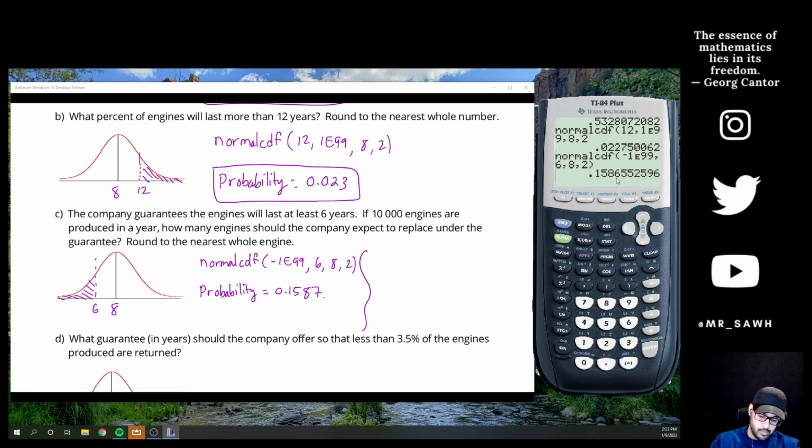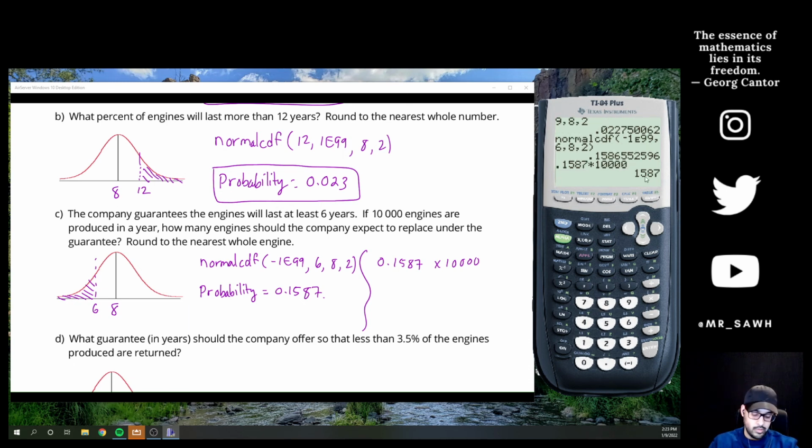Now, since 10,000 of them are made, I'll find out what 15.87% of 10,000 is. I'll multiply them. I know that they are going to replace 15, that was a silly calculation. How do I write this? Replaced. Right, so they're going to replace 1,587 of them because they are going to last less than that 6-year mark, which seems like a lot that they're going to lose money on.